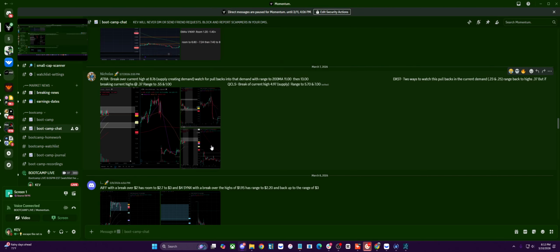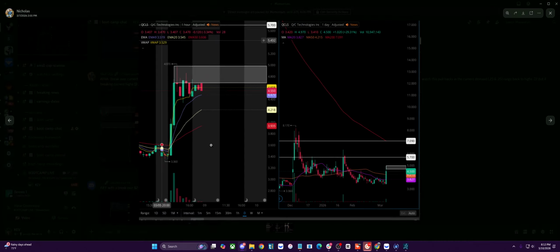QCLS break of current high over 5, range to 570 and 7. Anytime you have this $5 level, like a whole number level here over a level of resistance, the reason why this is so key is because in the eyes of just about every other trader out there, they're watching this up here, retest that 497. Just let me know in chat, what is every trader most likely going to think if they see it testing 497?